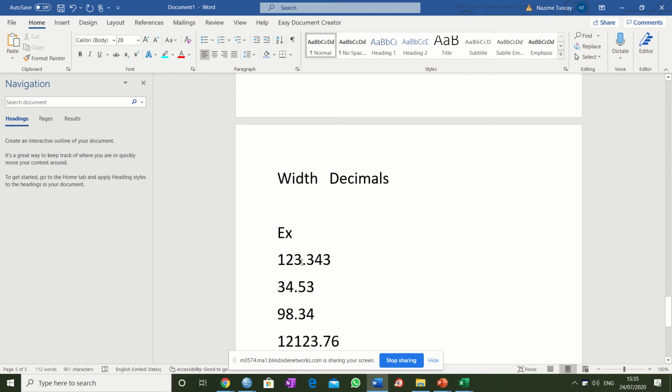So the width of this number here is 6, and decimal is the number of digits after the dot. So decimal is 3. Now let us talk about the width of this one. Width is the total. How many numbers do we have here? We have 4 digits, so width is 4, and decimal is the number of digits after this dot. We have 2 digits here. So this is how we define it.